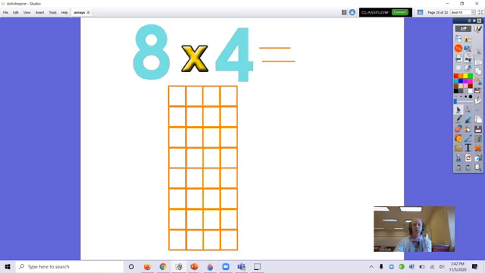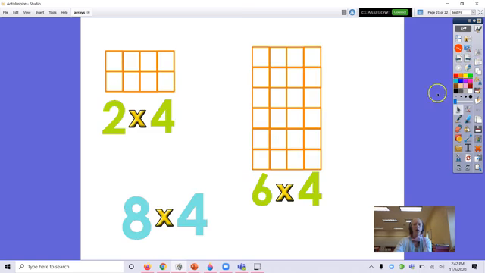Now we're going to look at 8 times 4. I have 8 down and 4 across. I am going to split up my array to make it easier to multiply. I'm going to break it up into a 2 by 4 and a 6 by 4. If I were to multiply these together, I would still get 32. 2 times 4 is 8. 6 times 4 is 24. If I were to count all of these squares up, I would get 32.